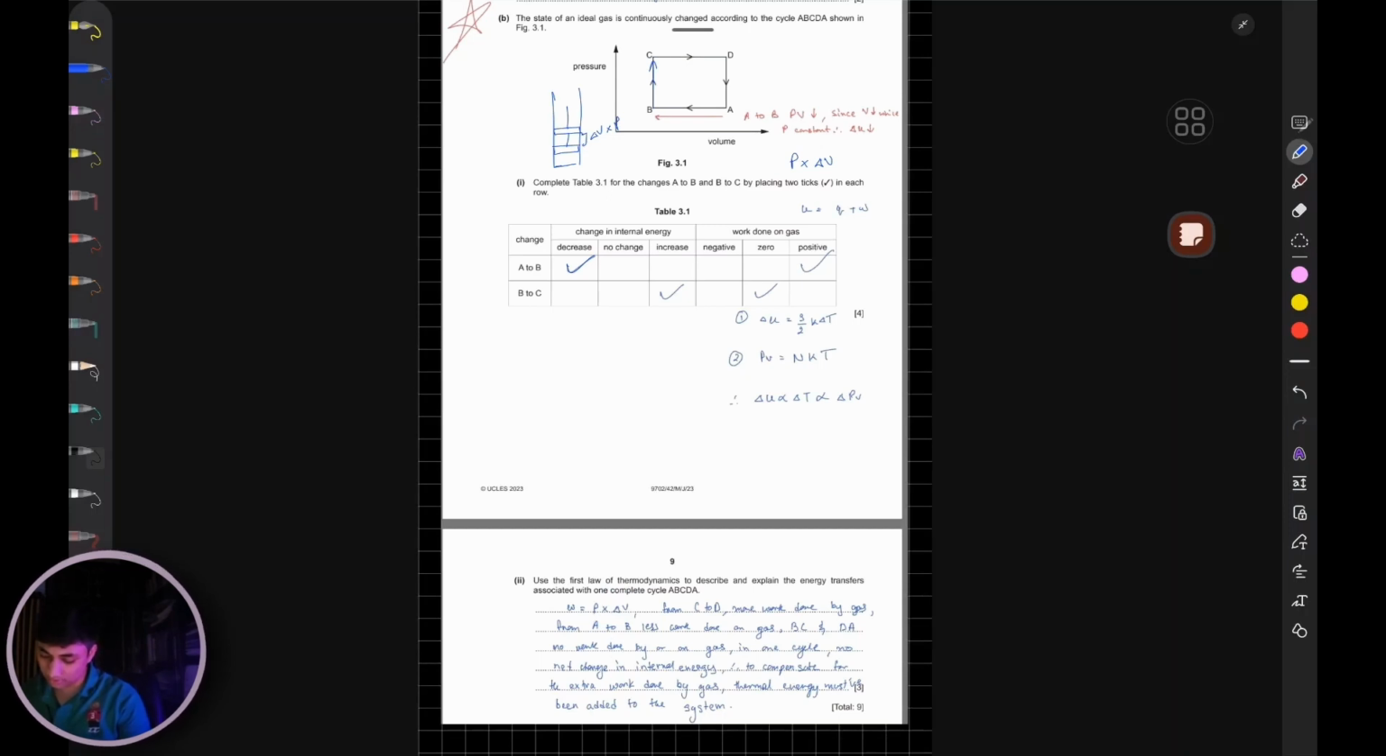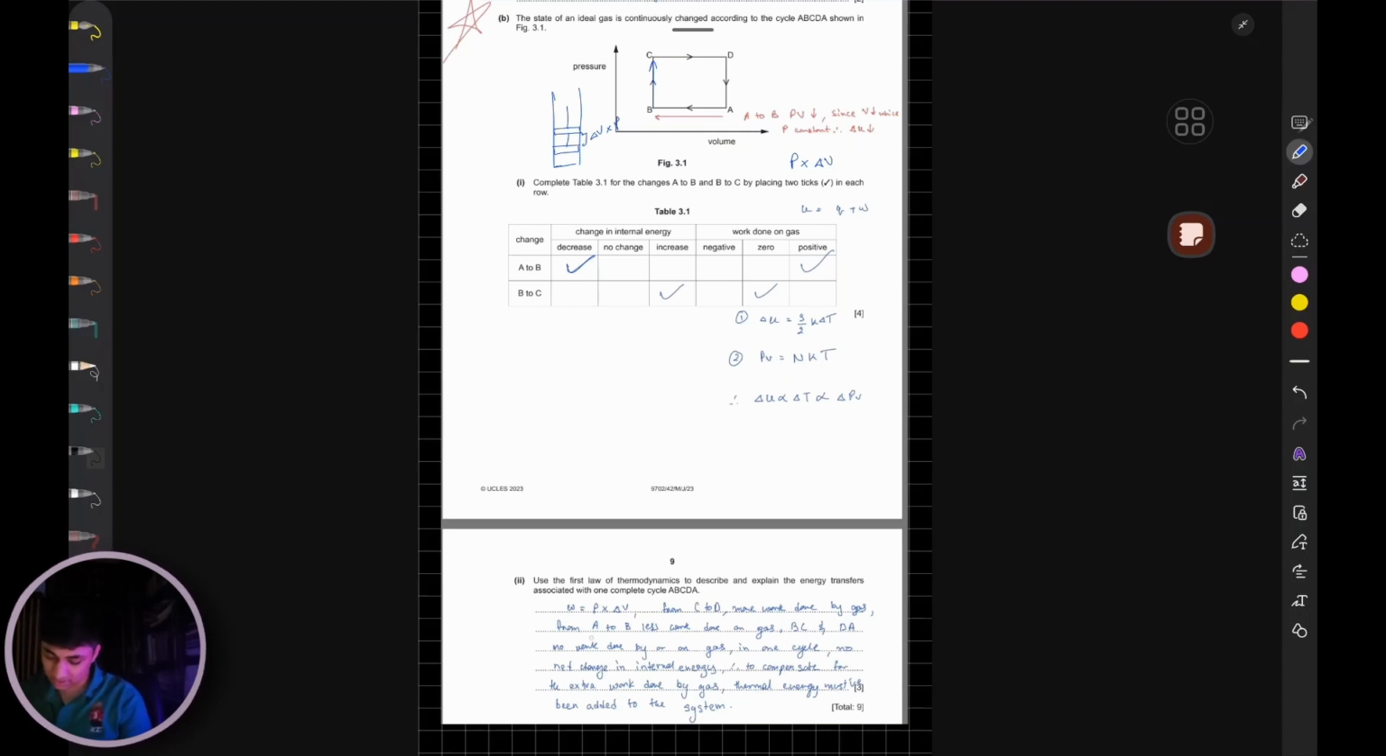From C to D, more work done by gas. Notice the area under the graph. More work done by gas. That is, since the volume is increasing, work is done by the gas. Great. More work done by gas from C to D.